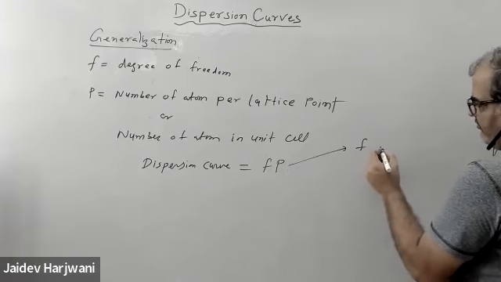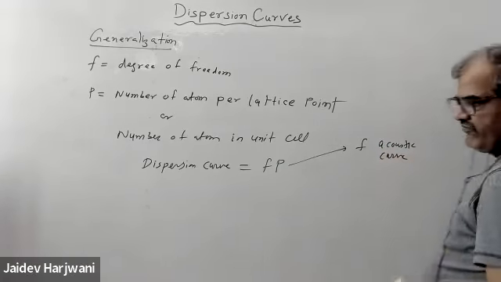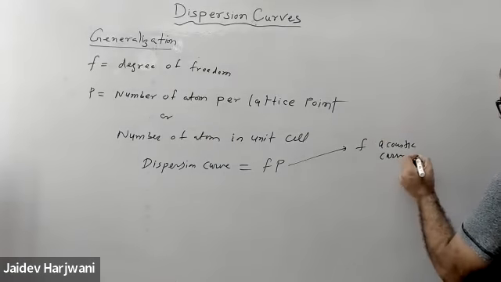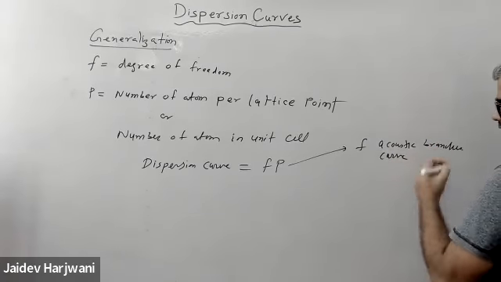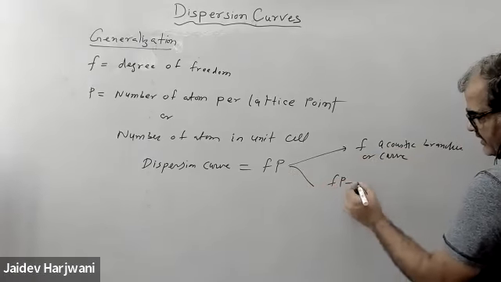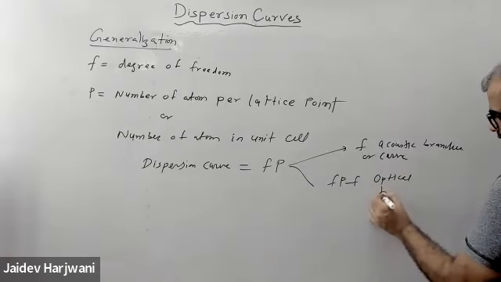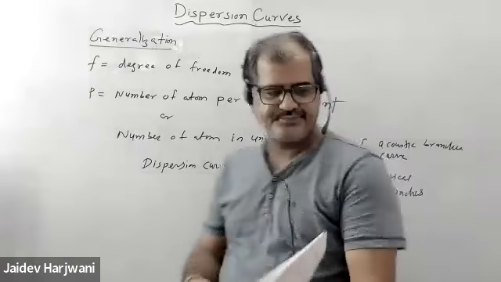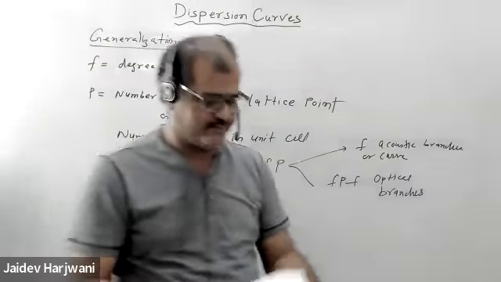Out of fp curves, f curves will be acoustic branches, and the remaining fp minus f will be optical branches. So let us discuss by example.